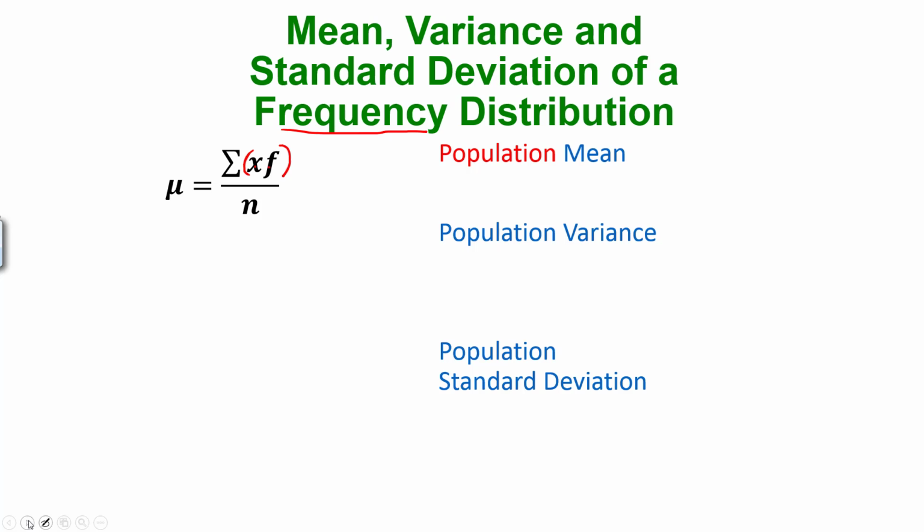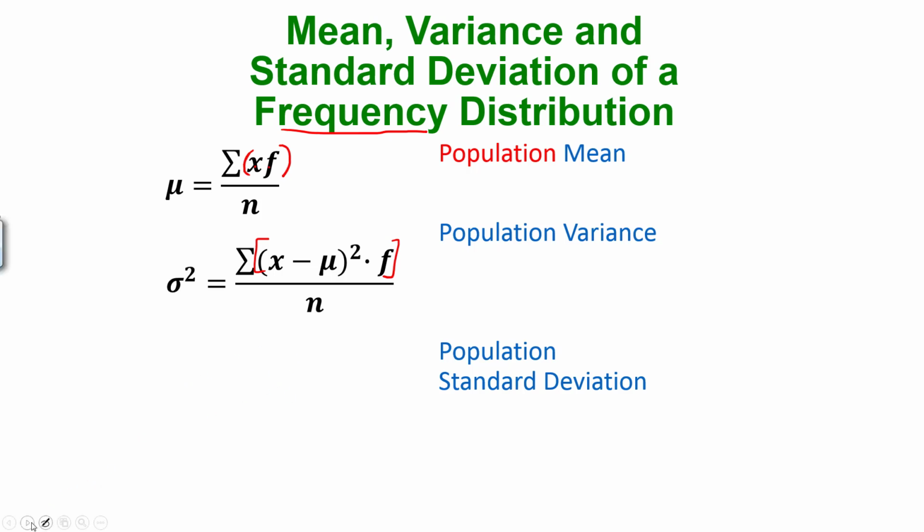We found population variance by taking the sum of the squares of the deviations from the mean times the frequency. Do you remember that big messy formula? And dividing it by n, or if it was a sample variance, we divided by n minus 1. Do you remember us working with that? And then the standard deviation was just the square root of that formula.